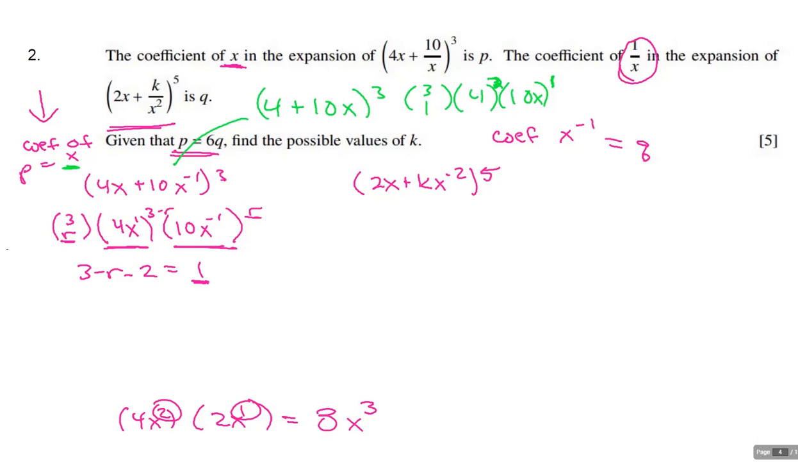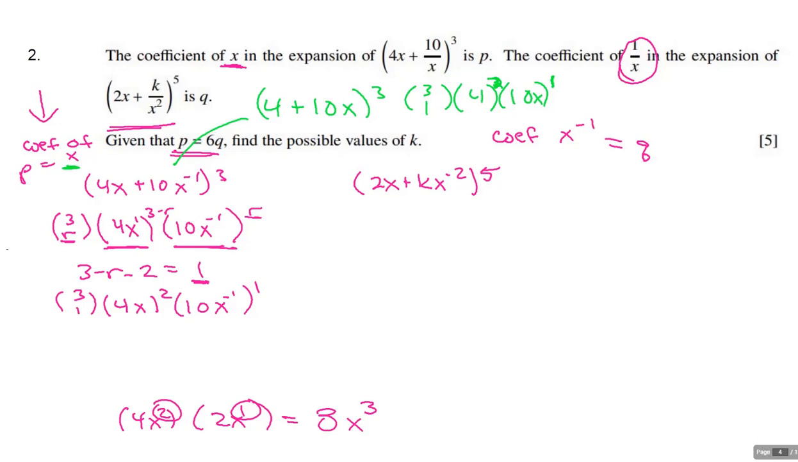Mm-hmm. All right. So now that I know that the r is a 1, this is going to be 3 choose 1, because that's what r is, right? This is going to be 4x, and then it's not to the 3 minus r, it's going to be 3 minus 1, or 2. And this is going to be 10x to the -1, all to the first. You with me?